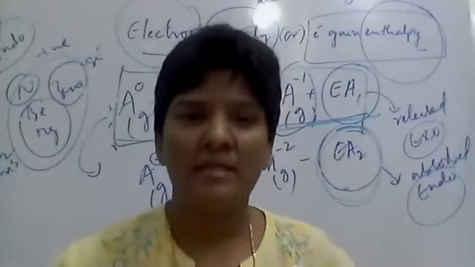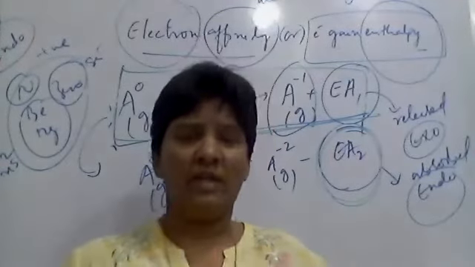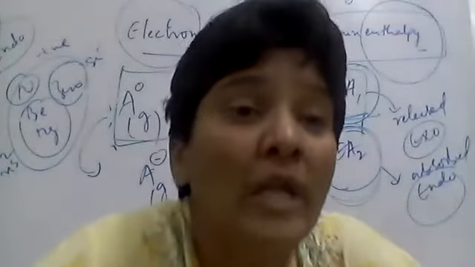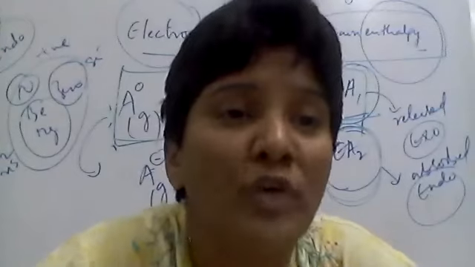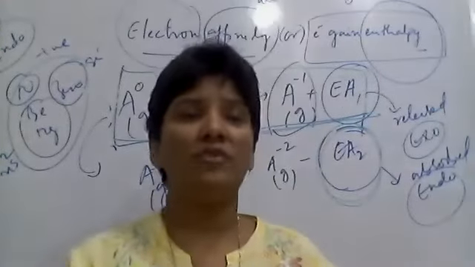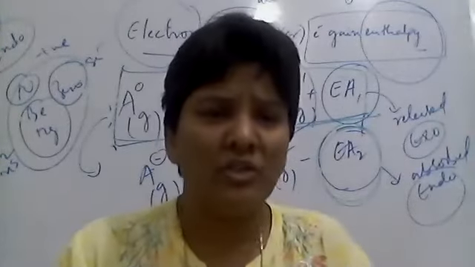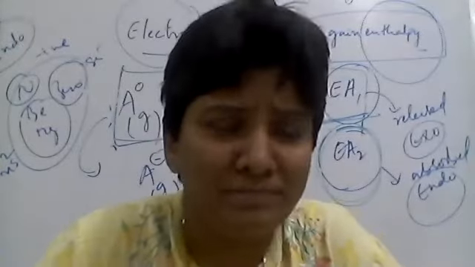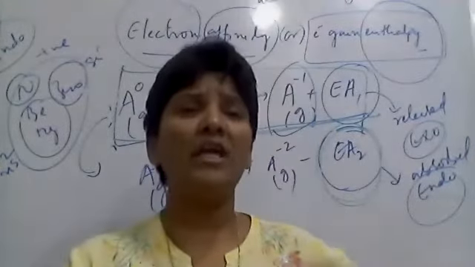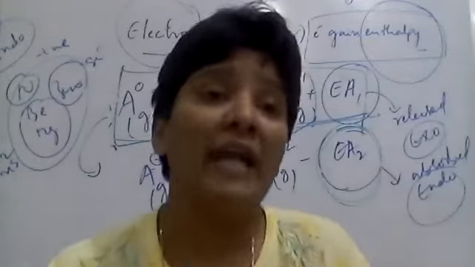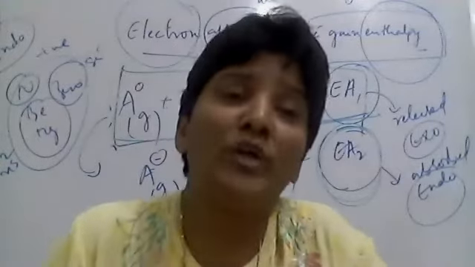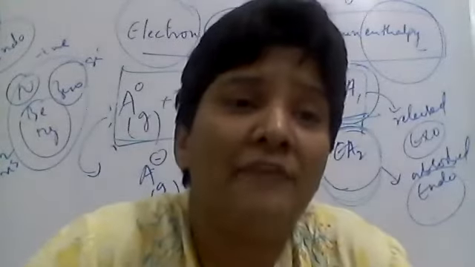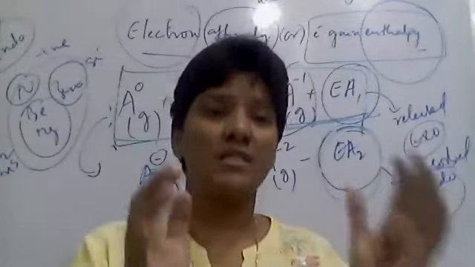Chlorine. Yes, Cl, clever. Chlorine has more electron affinity than fluorine, about 348, while fluorine will have about 337. So you may ask, why does chlorine have more electron affinity? Why does chlorine have more electron affinity? Due to large size.